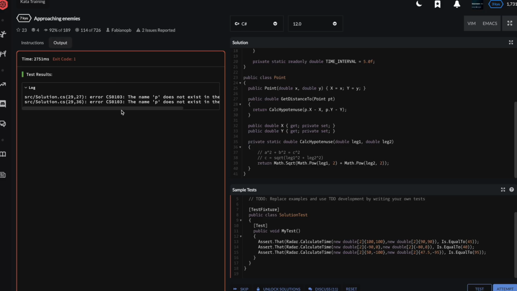Okay, I typed something wrong. Remember, they tell us the line number and the space number. So on line 29, what did I do? Calculate. Oh, sure, I see what I did. I used p as the argument name when we actually passed in pt. So let's fix that. Hit test.